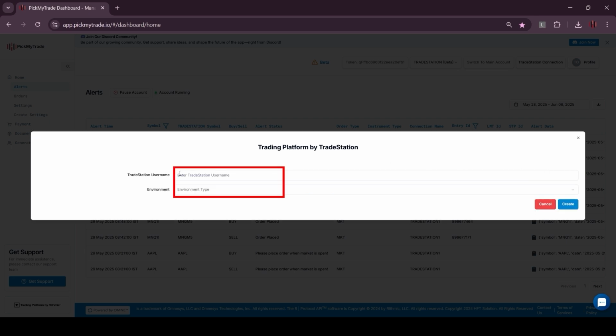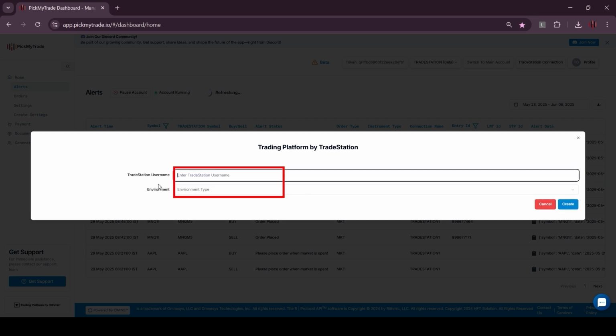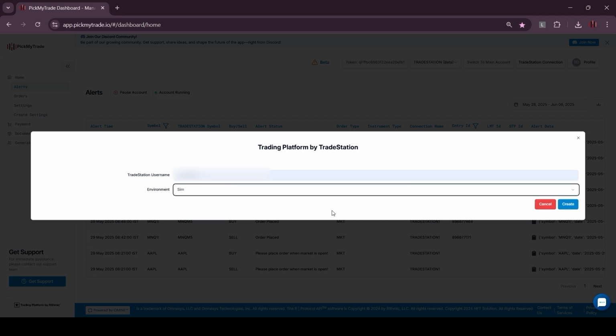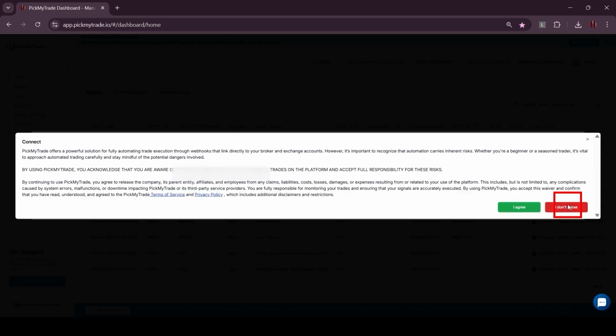Then you have to add the TradeStation username and environment type. So if you have a Simulator account, we will click on Sim. And if you are using a live account, we will select Live here. So I will go with a simulation account, and then click on Create. Then you just have to agree to these terms and conditions.